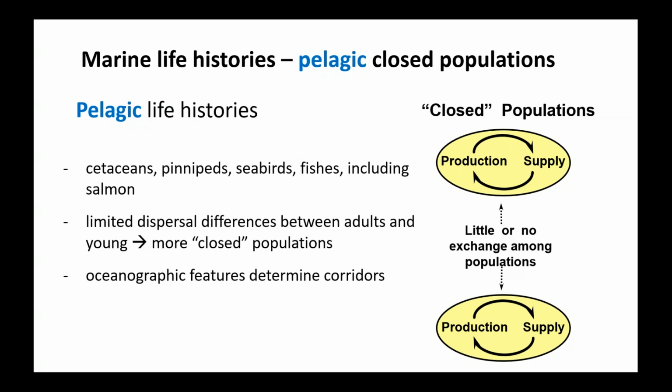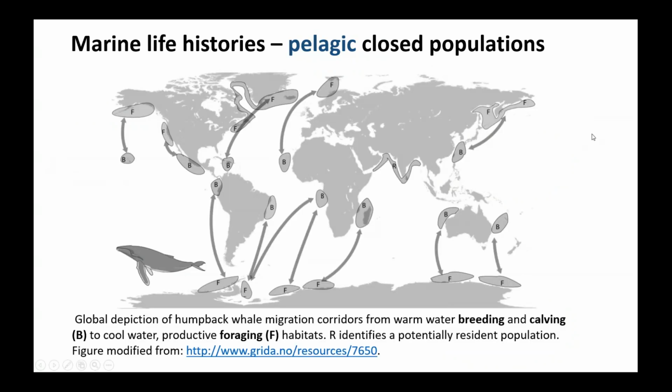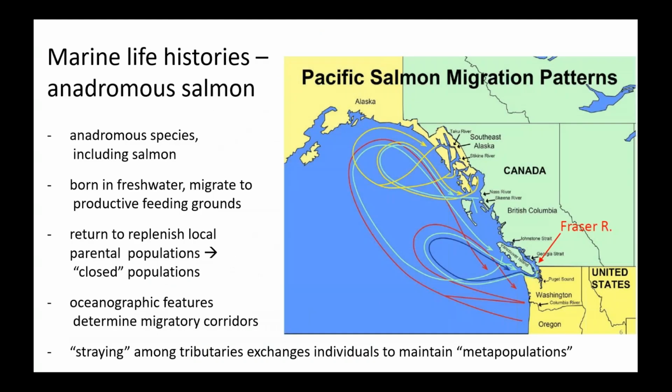And it's oceanographic features that essentially identify the corridors that these species use as they move through the marine environment. Here's an example of that. This is humpback whale migration patterns. Each of these lines illustrates a different population of humpback whales. The areas near the tropics designated with a B are their breeding and calving areas, and you'll see that they migrate to either the northern pole or the southern pole to rich areas for feeding. Then they return to those same breeding areas. As such, the young and adults all remain with one another and essentially create what we call closed populations.